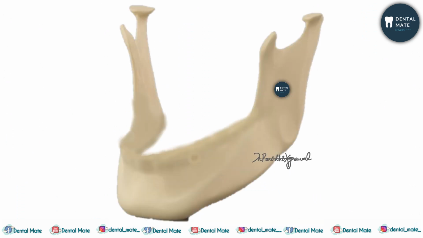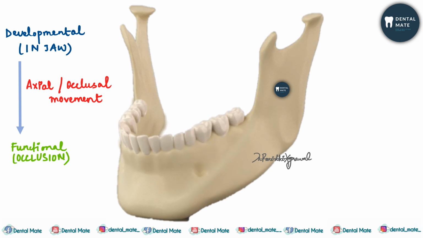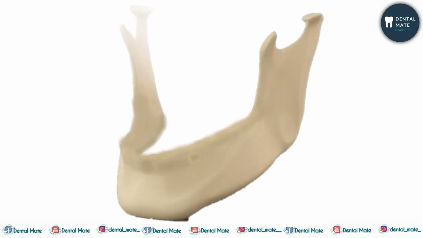So what is eruption? It is the axial or occlusal movement of the tooth from its developmental position within the jaw to its functional position in the occlusal plane. Along with that, it occurs later to compensate for the masticatory wear and to maintain the position of the teeth in the growing jaws. So all of these are the physiological tooth movements and they could be described under three headings.